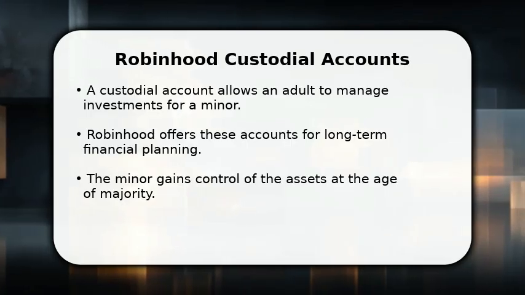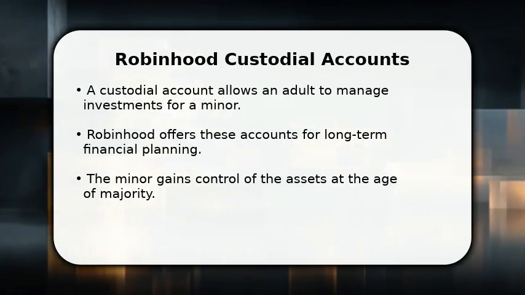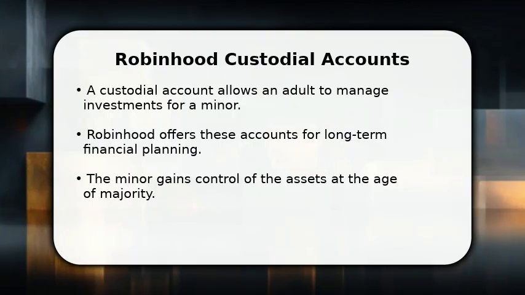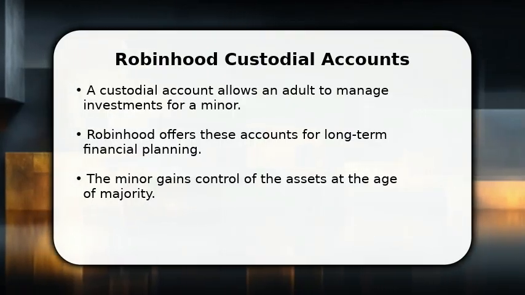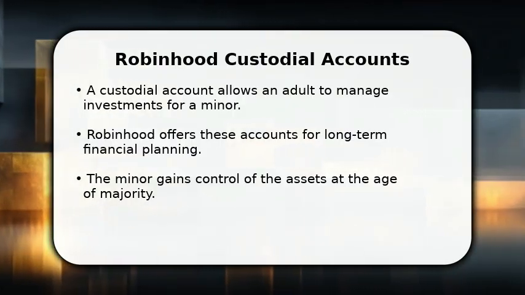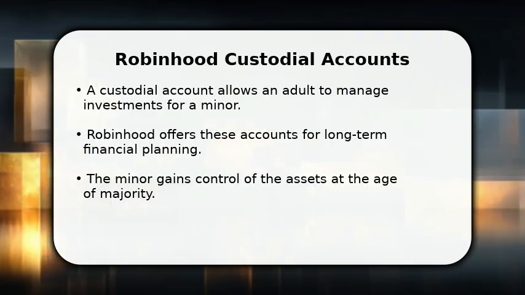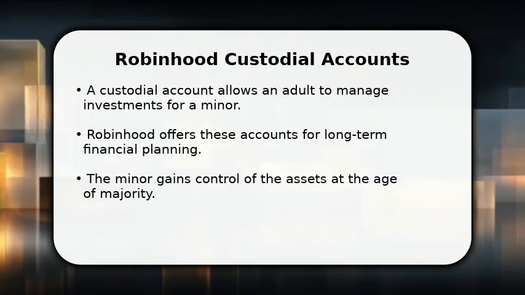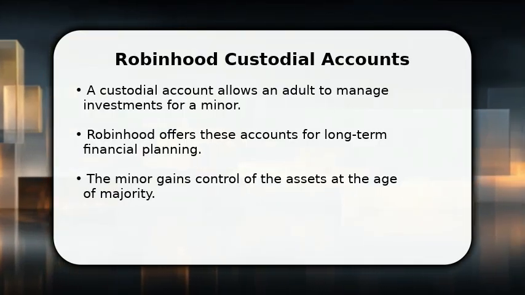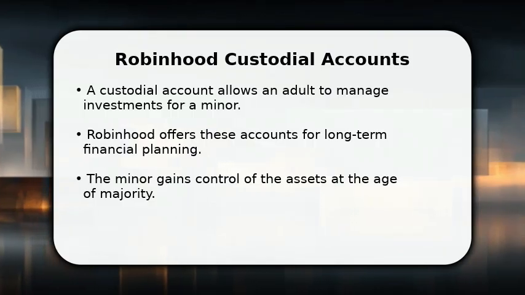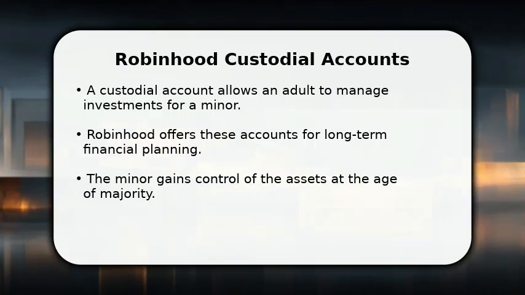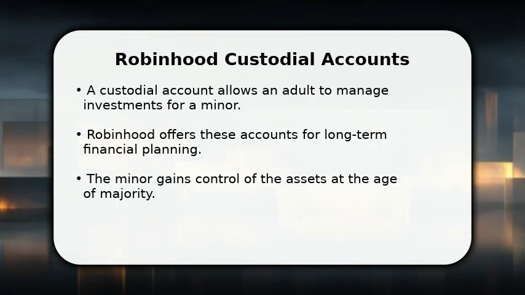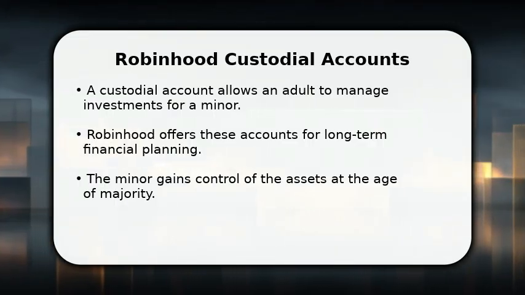In this video, I will explain how to set up a custodial account on Robinhood. First, ensure you meet the eligibility criteria as the custodian. You'll need to provide personal details for both yourself and the minor beneficiary. Gather necessary documents like social security numbers and birth dates. The application process is straightforward, typically completed online through the Robinhood app or website.